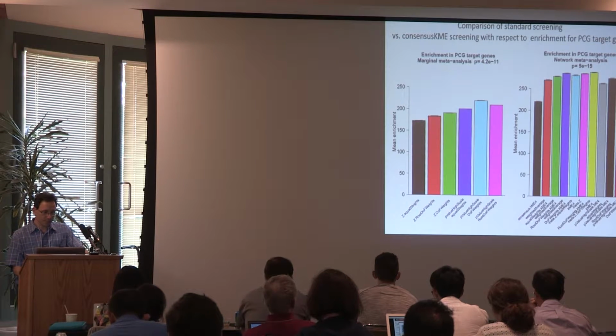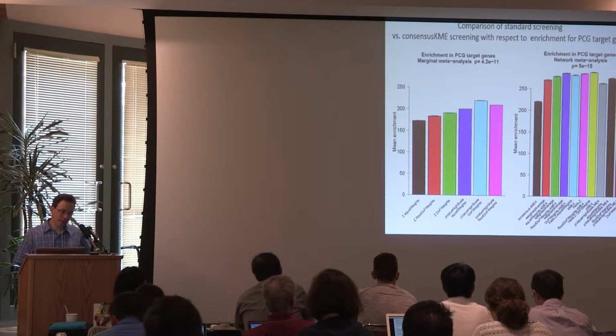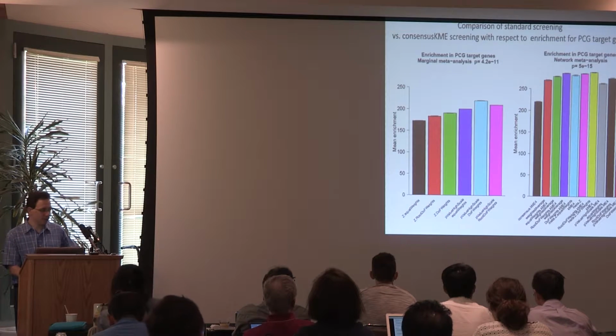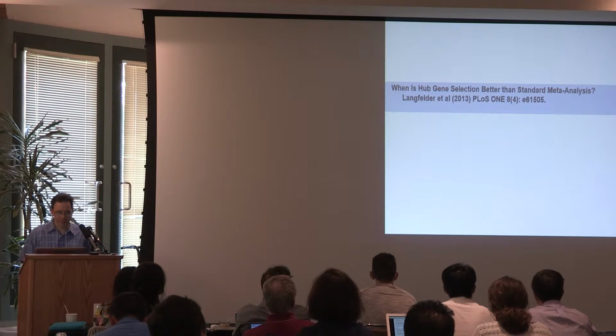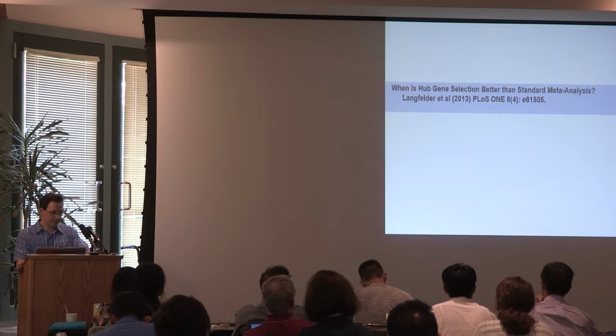And for example, here every bar corresponds to a different way of selecting genes. And the y-axis reports an enrichment score, in certain ways a log of a p-value in some shape or form. And what we see then is that certain techniques are better than others, you know. Now, that kind of idea was used in this paper from Peter Langfelder, where we asked, when is hub gene selection better than standard meta-analysis, you know?